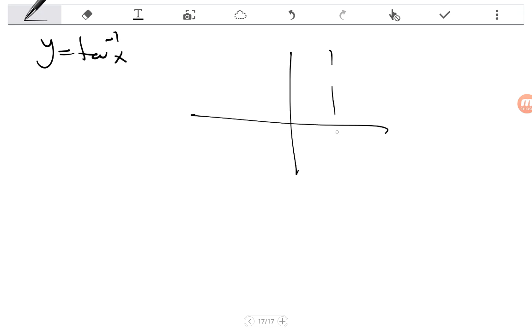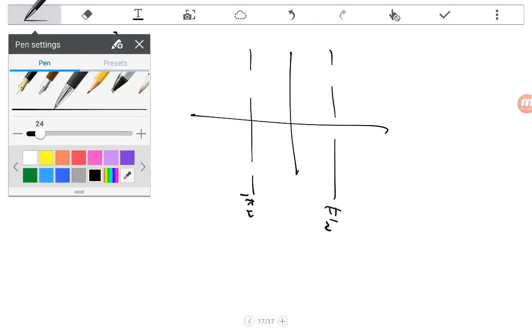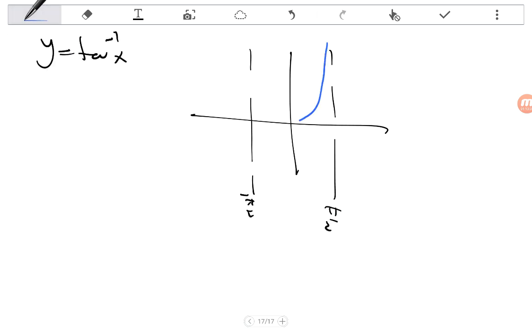I will just tell you the tan inverse, then we will have some problems. If I have y equal to tan inverse x, the tan is like this, pi over 2, negative pi over 2, and the graph of the function is like this.